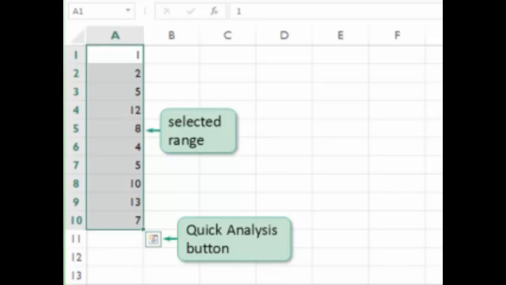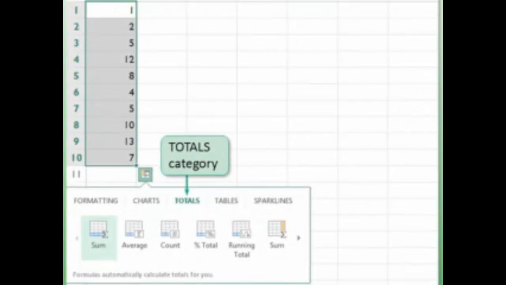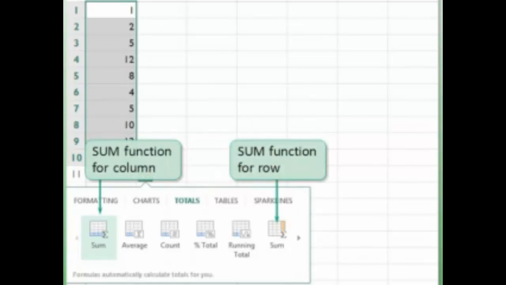One way to enter a function is with the Quick Analysis tool. The Quick Analysis button appears when you select a range. Click the Quick Analysis button and then click the Totals category to display Quick Analysis tools for calculating totals. Each tool uses a function to calculate results. For example, the 2 Sum buttons use the Sum function, one for a row of values and the other for a column. Each button shows where the Quick Analysis tool will display the result.